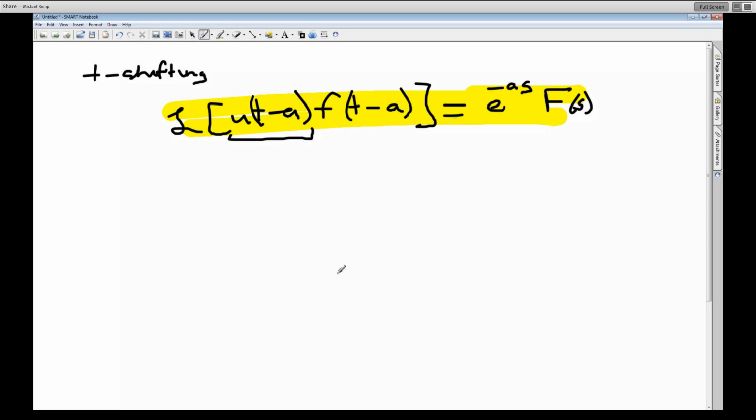So this is T shifting, and so this basically allows us to take the Laplace transform of any function which just turns on all of a sudden. So it could be, and so this U just turns it on essentially. So at T before, when T is less than A, this is 0, when T equals A, bang, it just starts whatever this function is essentially.